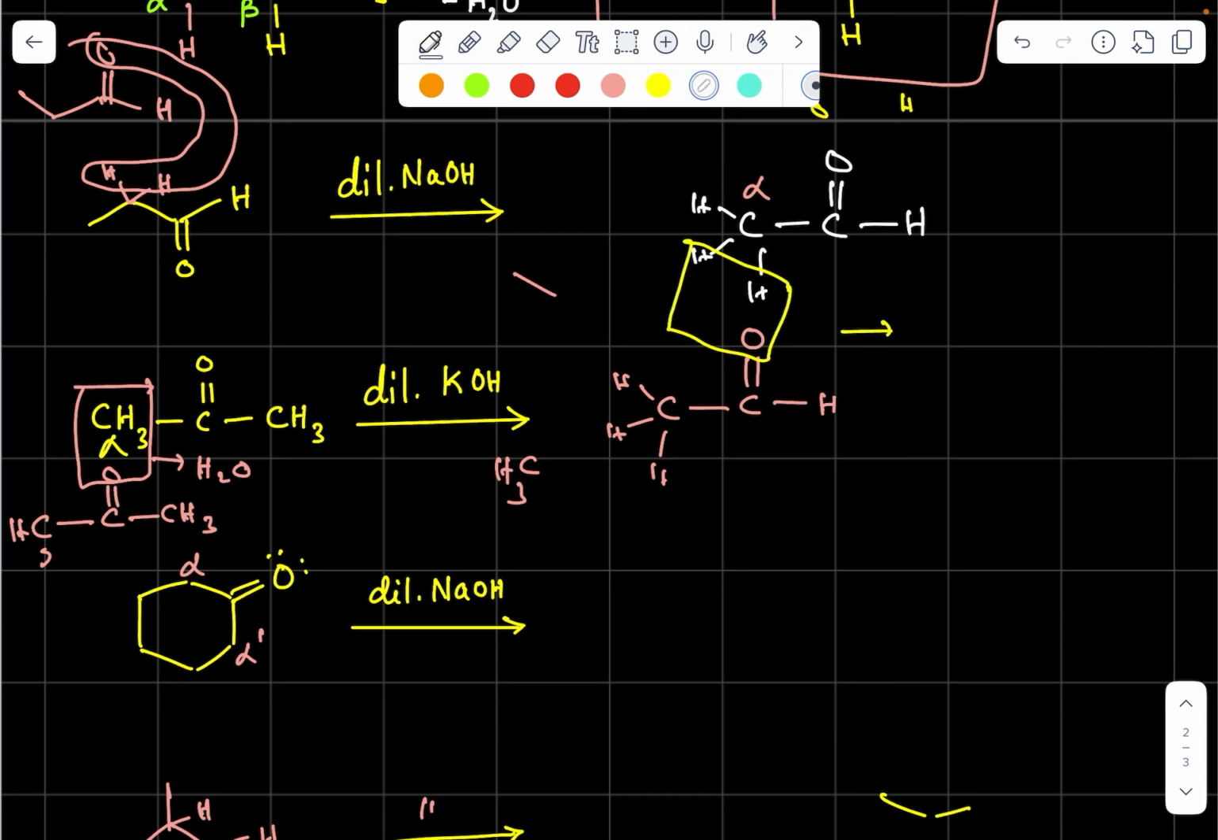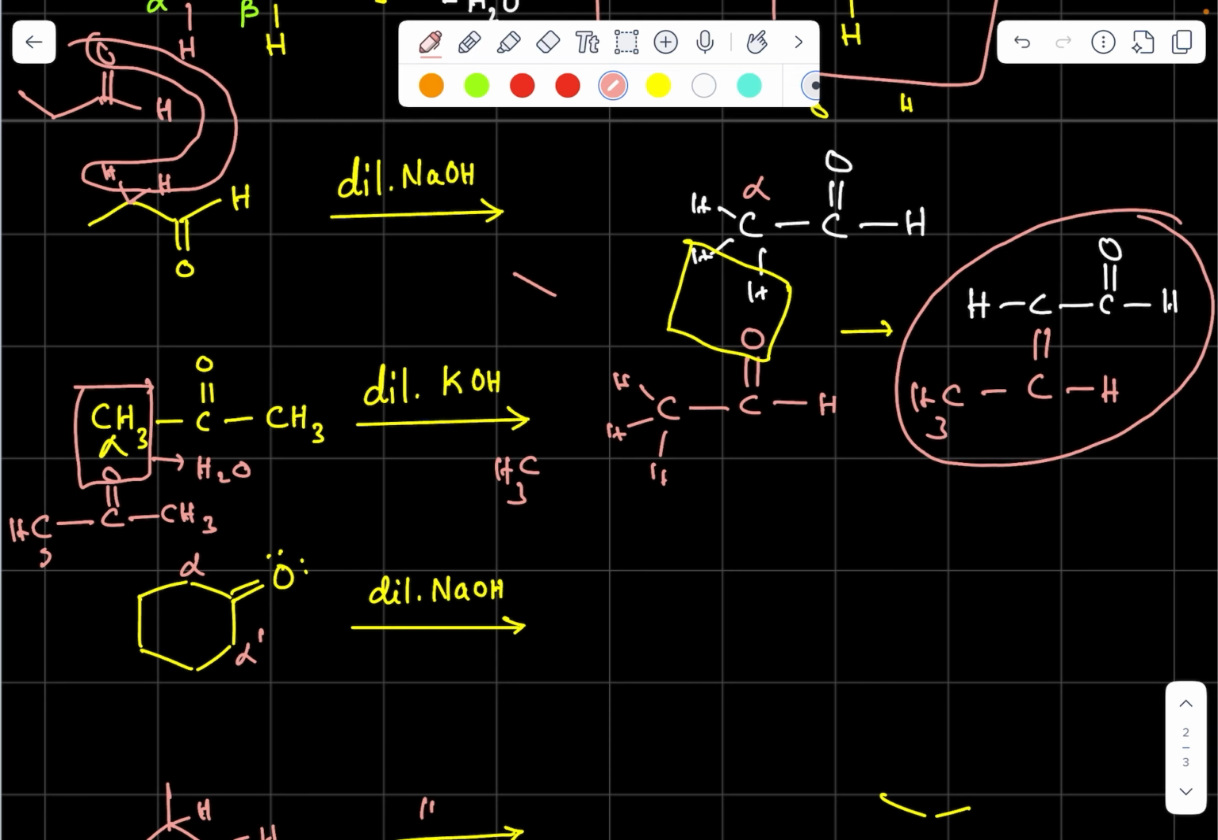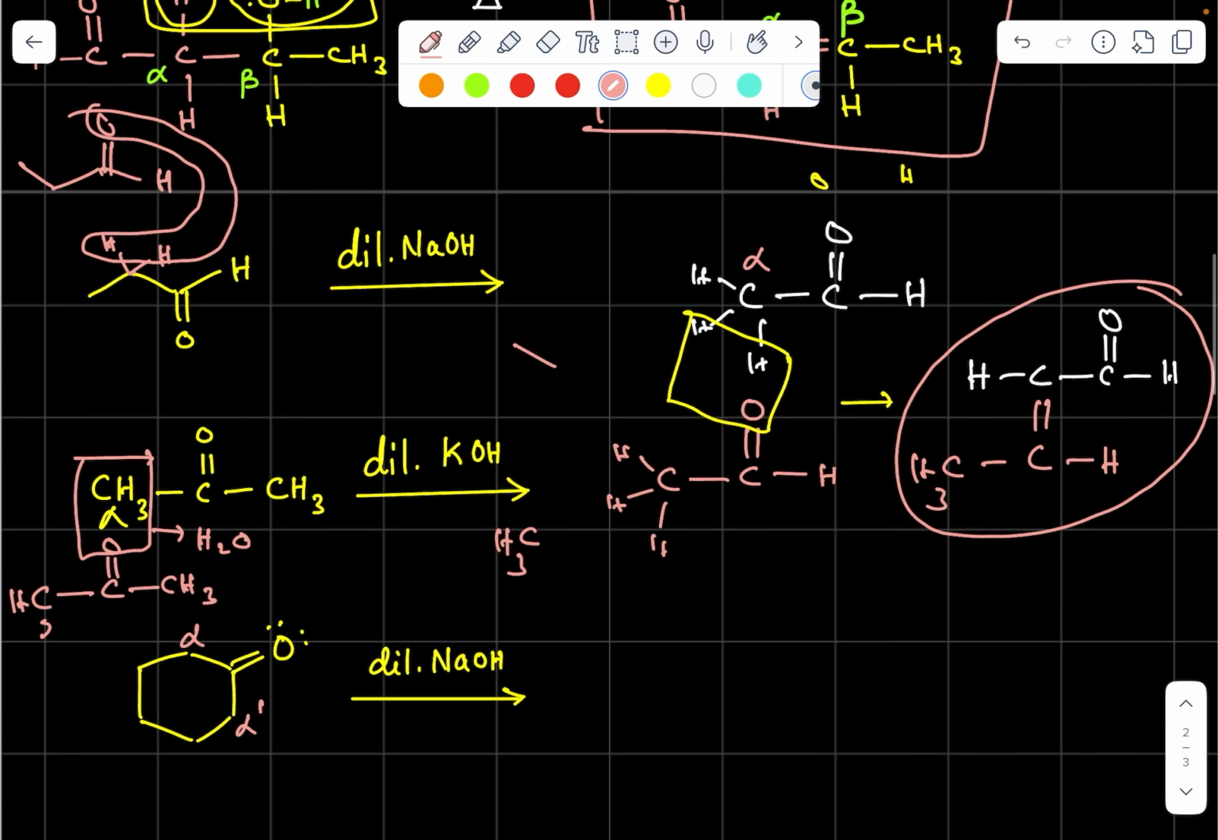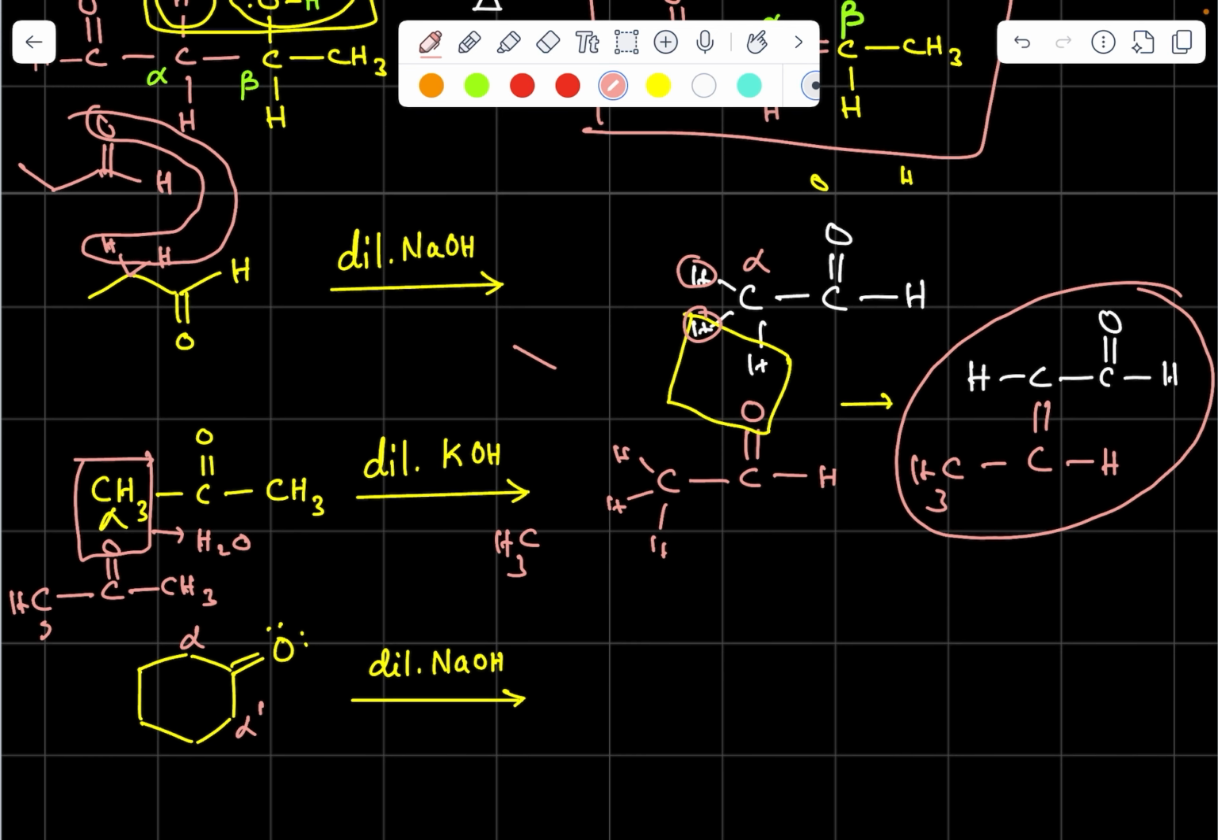So what will be the product I can get? C double bond O, H, and double bond CH, CH3. By using this simple trick, I can directly get the alpha beta unsaturated product here. So this is a shortcut you can use for many examples. But what is the condition? If I use this shortcut, definitely at the alpha position of the carbonyl system there should be a minimum of 2 hydrogens present. Otherwise this shortcut is not useful.